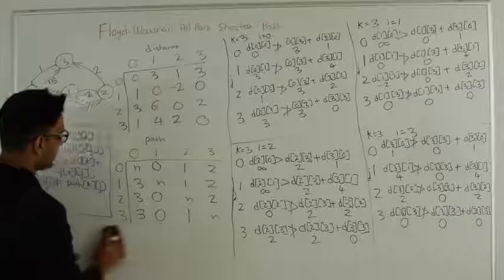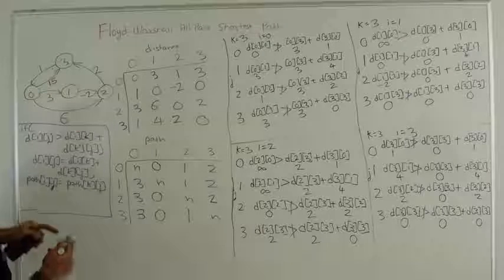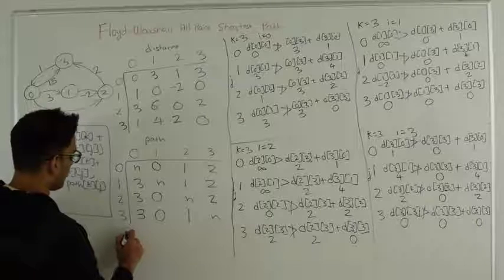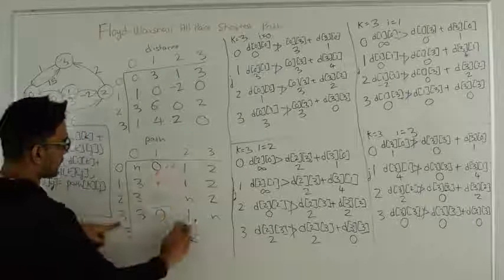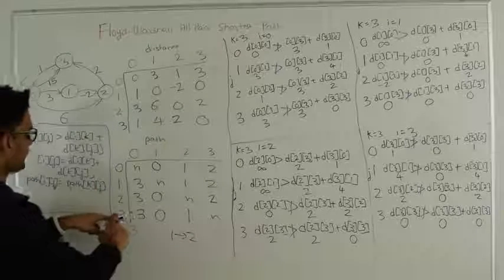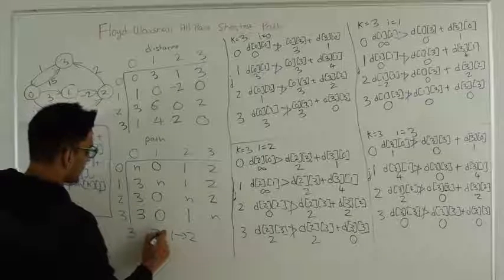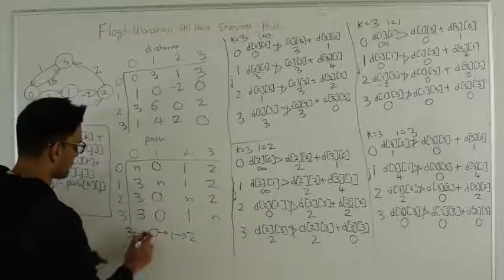Let's see what is the minimum path from 3 to 2. So you go to 3 to 2. So 3 to 2 is 1. So we are looking for minimum path between 3 to 2. So you go to 3 to 2. So this value is 1. So 1 is going to be right before 2. Then you go to 3 to 1. So this value is 0. So 0 is going to be right before 1. And then you go to 3 to 0. And this value is 3, which is our source.